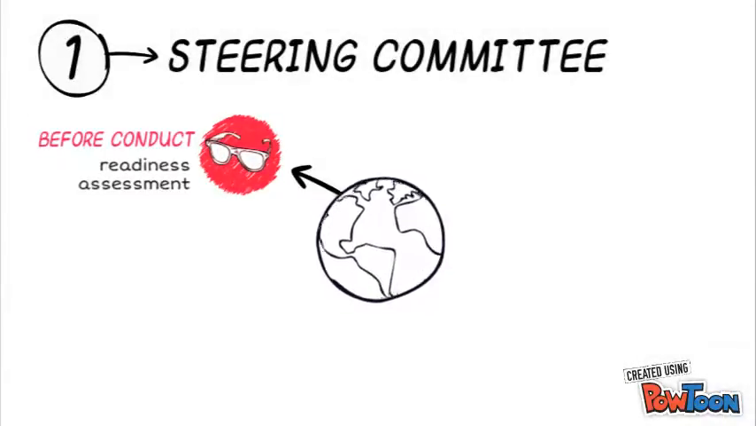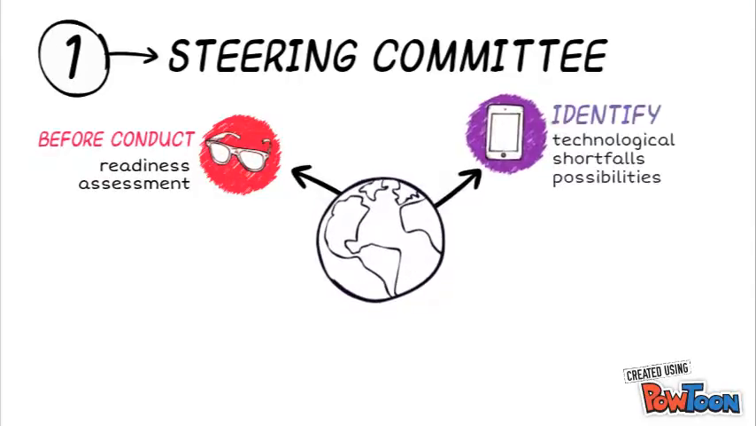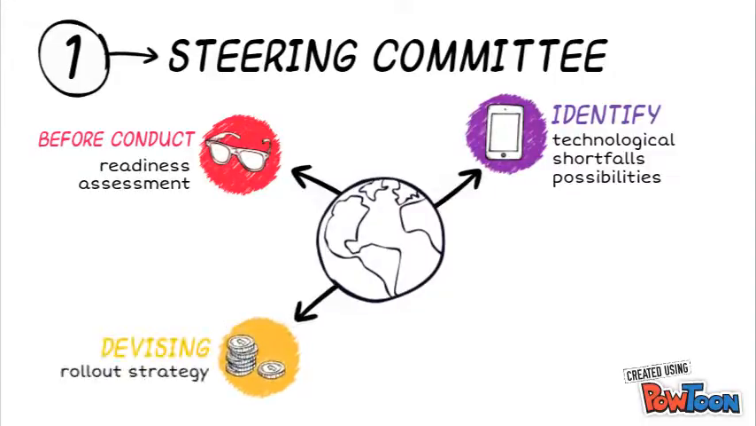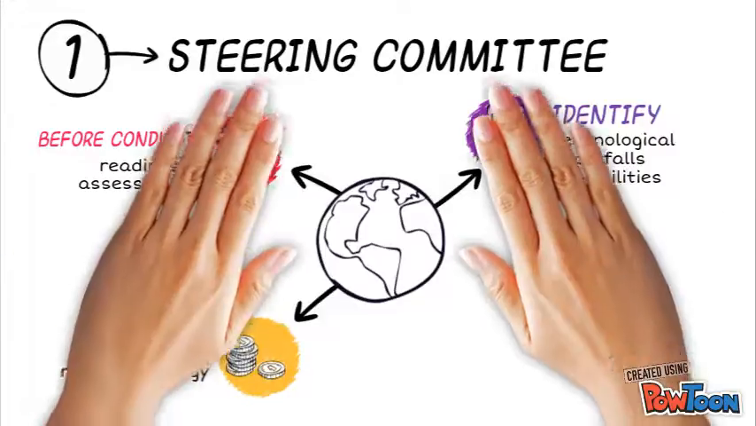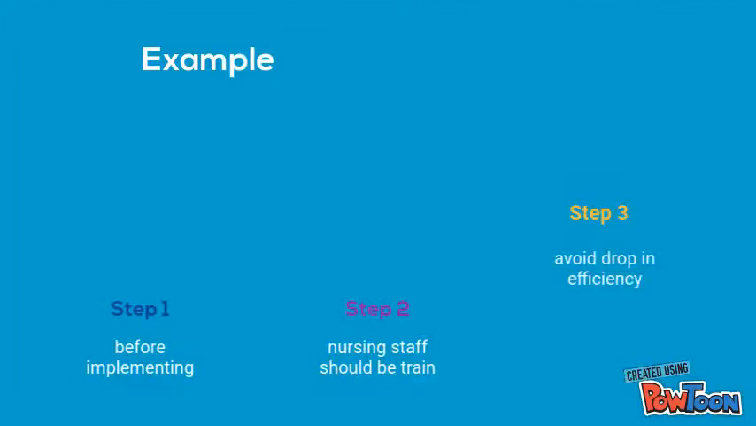Before conducting the pilot testing, the steering committee needs to develop a readiness assessment that assesses staff abilities and identifies possible technological shortfalls for each department. The assessment will help devise a rollout strategy by identifying departments that are already prepared and more ambitious toward the rollout schedules. For example, in a hospital, before admitting staff for implementation of a new performance management system, the nursing staff should be trained on the new system to ensure system implementation in the medical surgical unit will not affect any efficiency.